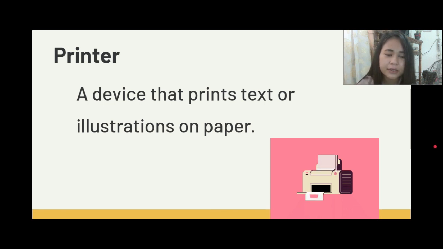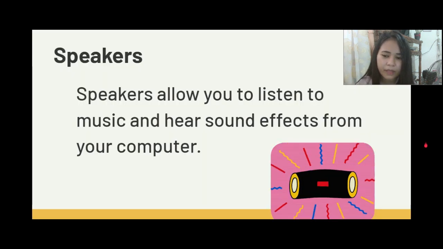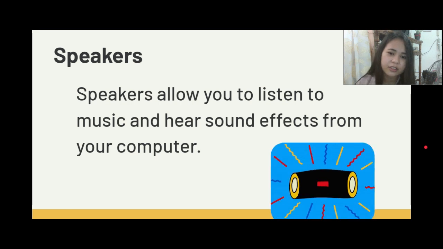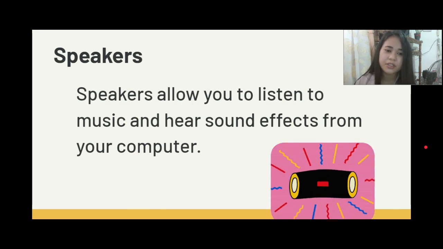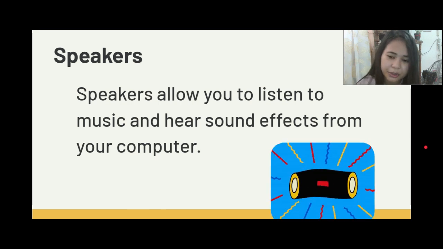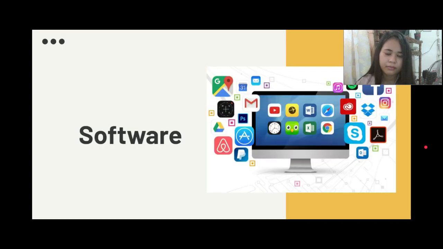So next we have a printer. A printer is a device that prints text or illustrations on paper. And then the speakers. This allows you to listen to music and hear sound effects from your computer. And now we're done with the hardware and its input and output. So let's talk about the software.